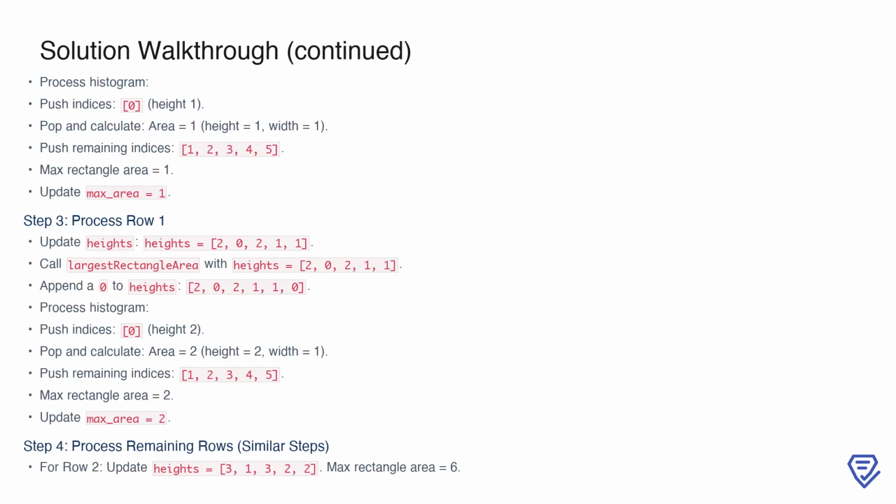Now, we process the histogram represented by the heights array. Starting from left to right, we push indices onto a stack when the current height is greater than the height at the top of the stack. For this row, we push index 0 since the height is 1.